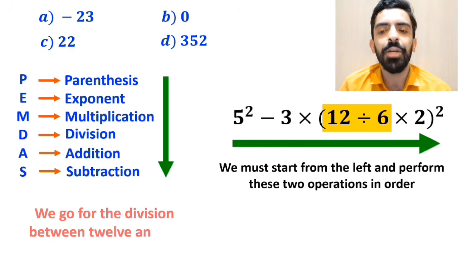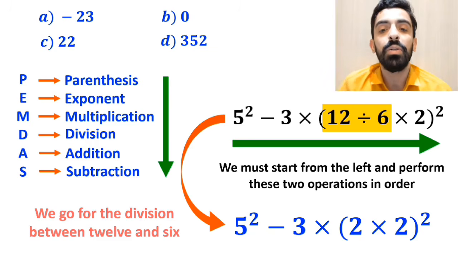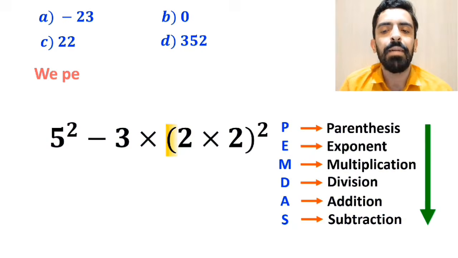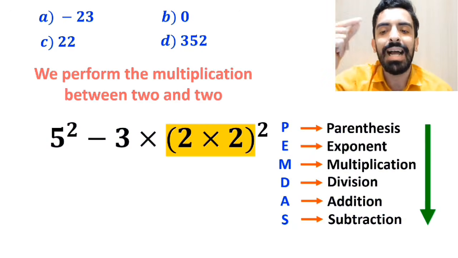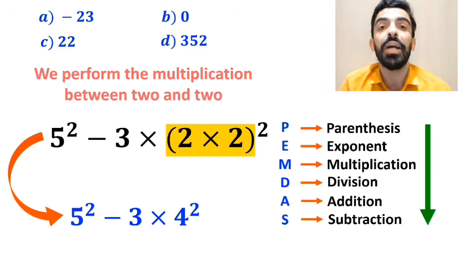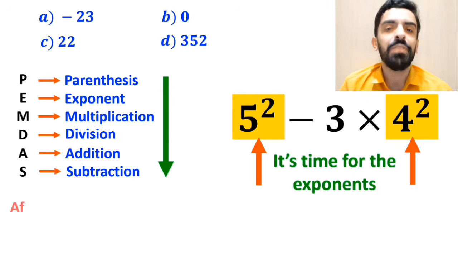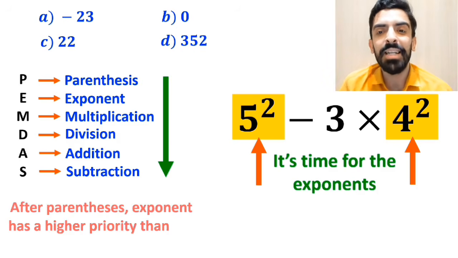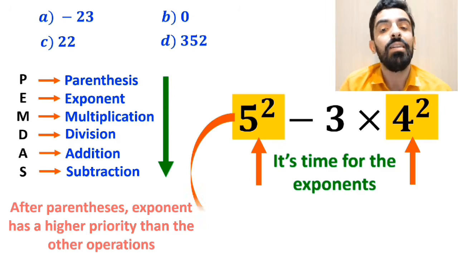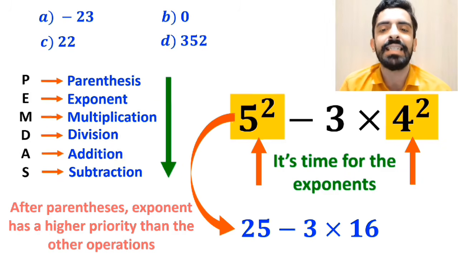So, first we go for the division between 12 and 6 and write this expression as 5 squared minus 3 multiplied by 2 times 2 inside the parentheses and all the square. And the next step, we perform the multiplication between 2 and 2. And this expression simplified to 5 squared minus 3 multiplied by 4 squared. Now, it's time for the exponent because after parentheses, exponent has a higher priority than the other operations. So, we rewrite this expression as 25 minus 3 multiplied by 16.